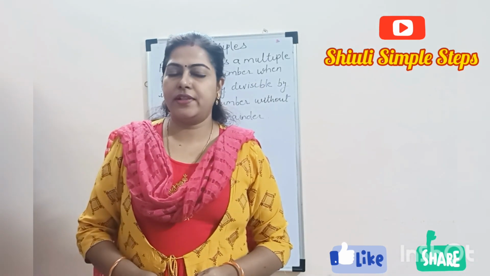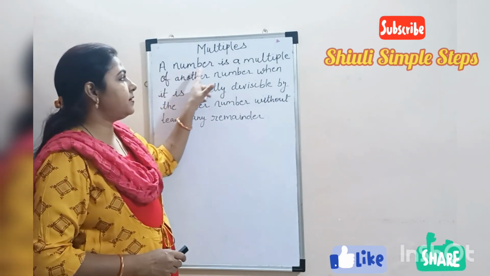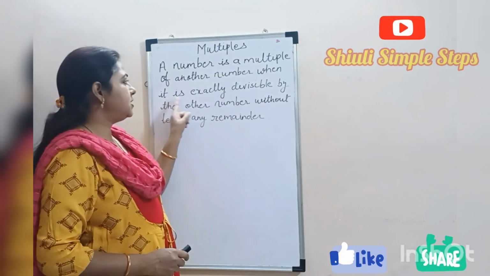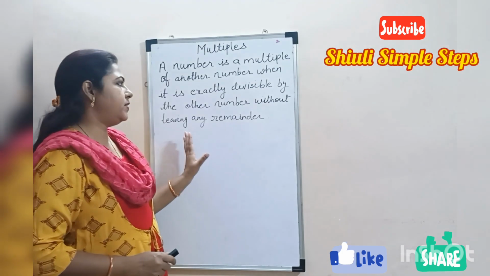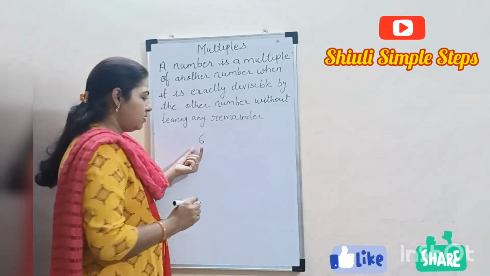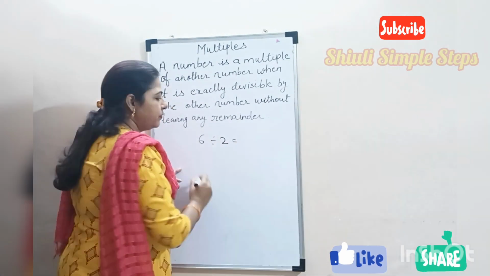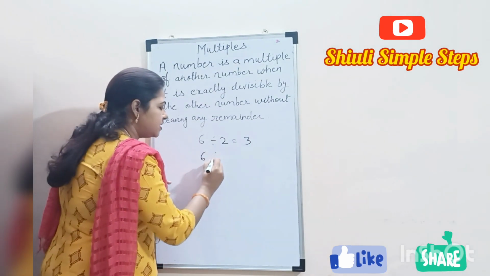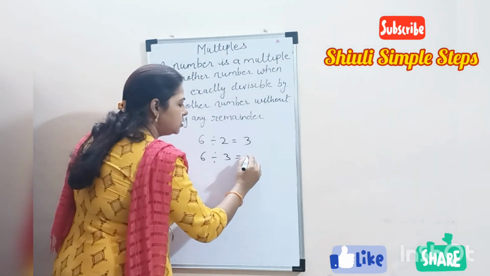So now we will take multiples. Here I have written that a number is a multiple of another number when it is exactly divisible by the other number without leaving any remainder. Let us take an example. Suppose we have 6, and when we divide 6 by 2, we get 3. And when we divide 6 by 3, we get 2.